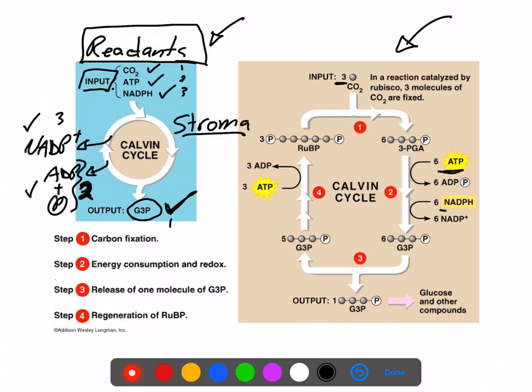So how many CO2s go in? 3. How many ATPs go in? 6. How many NADPHs? 6. And in fact, more ATP is required later on. How many G3Ps come out? 1.